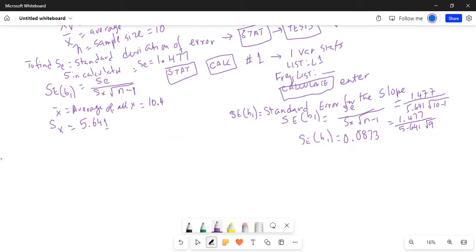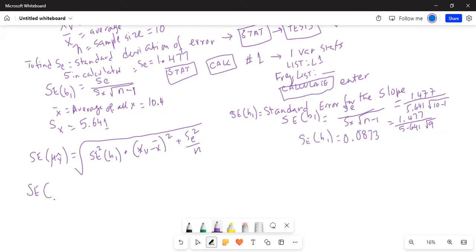So the standard error for the average of y hat is equal to the square root of SE squared for the slope, multiplied by x value minus x bar, this is squared, plus SE squared over n.